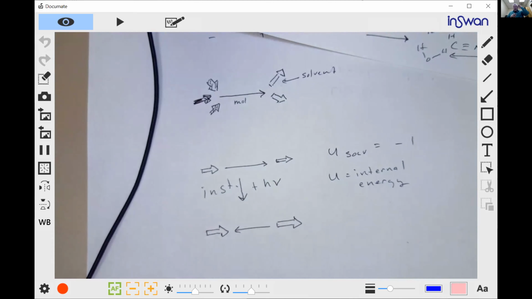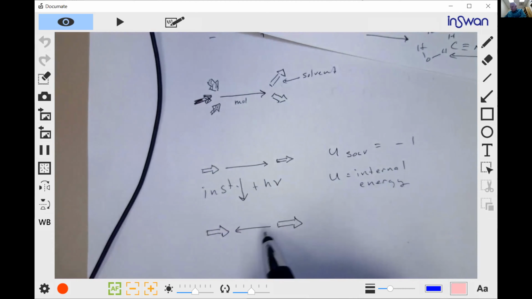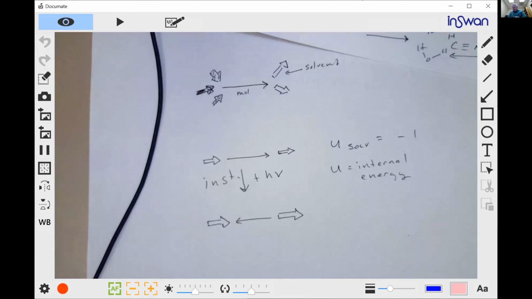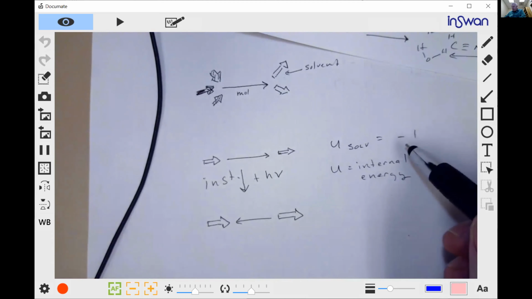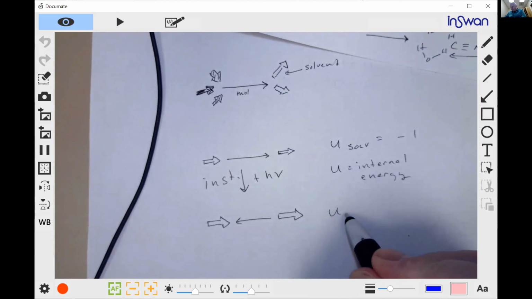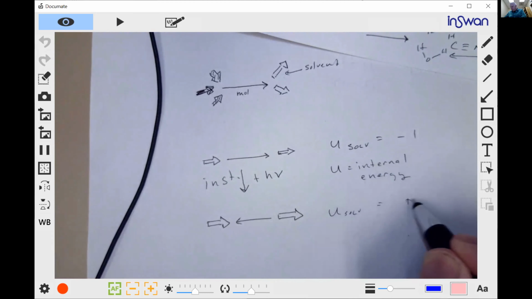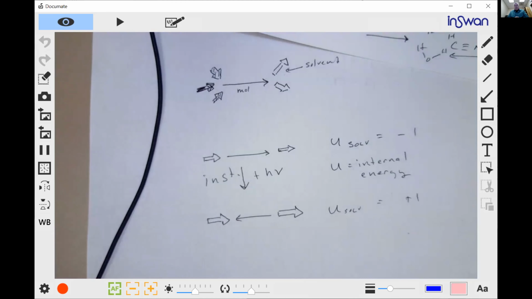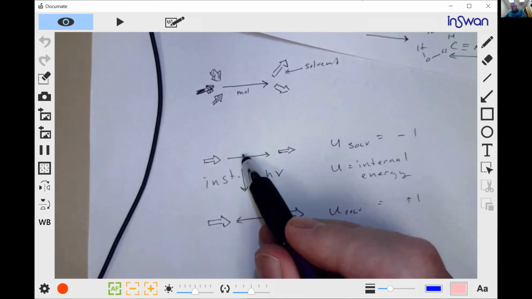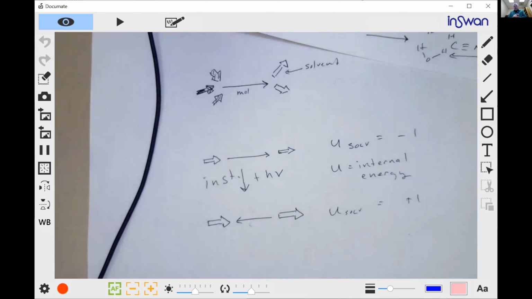Okay. Now, what is the internal solvation energy of this state here? Well, I don't know exactly for sure, but I have a strong feeling that if this is -1, then this will be +1. Right? Because now what we've essentially done is we've taken this dipole moment and rotated it around in space. And I'm assuming it's the same magnitude.